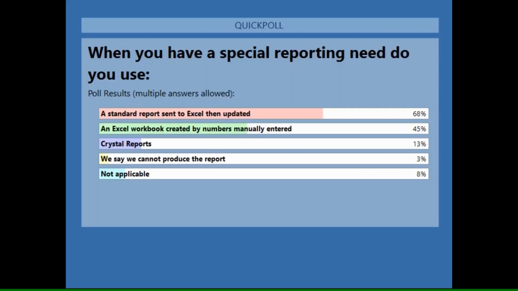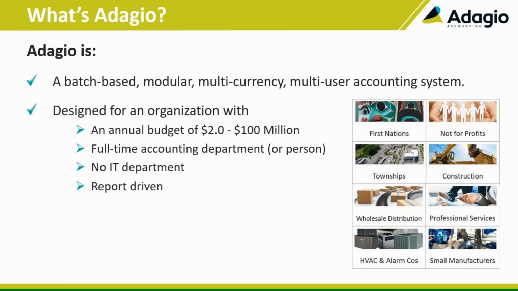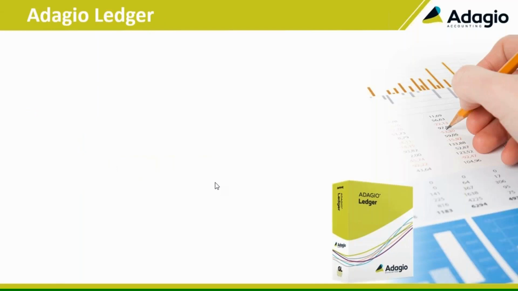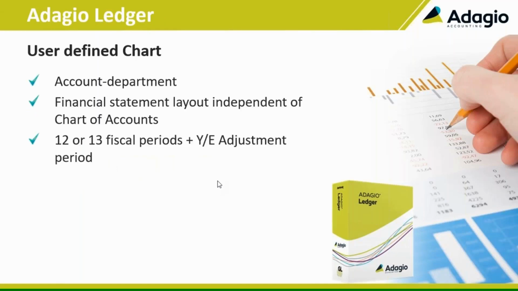And for 8% of you, it's not applicable, which presumably means that you have never had a request for some numbers out of the accounting system that you knew you had the data for, but didn't know how to get at the data. So I'll hide this poll and come back to our slides. The Adagio General Ledger I've talked about before, and the financial reporter.